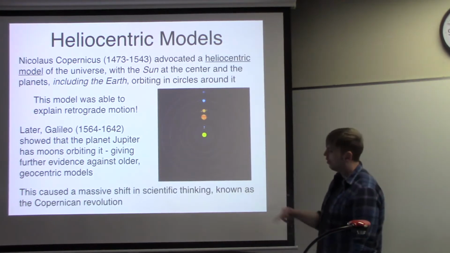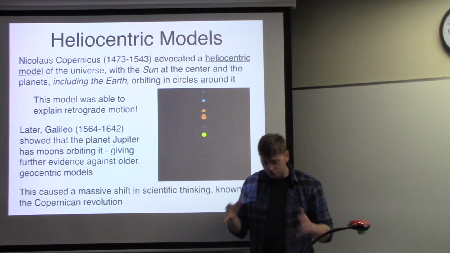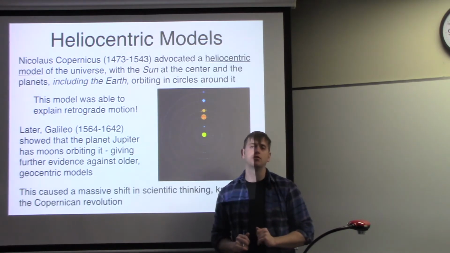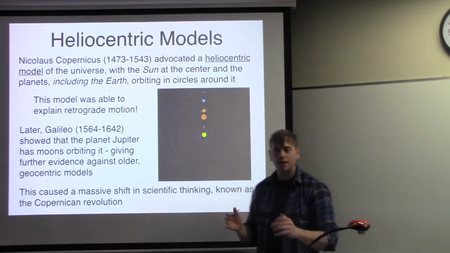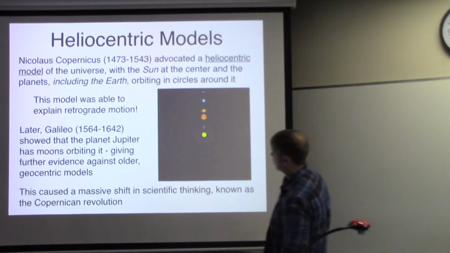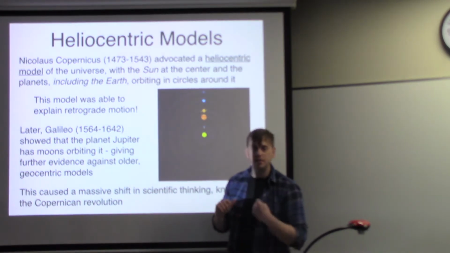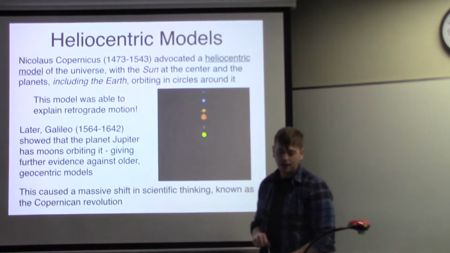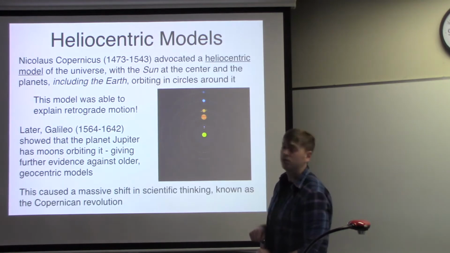And it's really hard to overstate how important this was in this shift in thinking from people thinking that the Earth was at the center of the universe to the sun being at the center. That was a massive shift. And it was called the Copernican Revolution, when people really started accepting this idea that it's really the sun that's at the center.